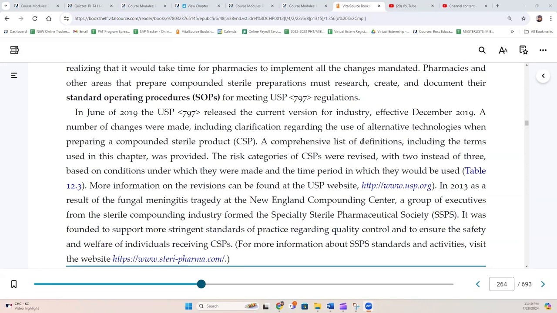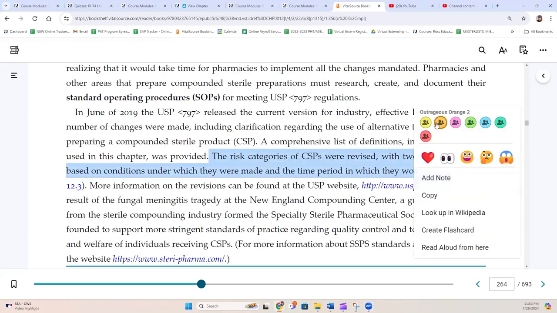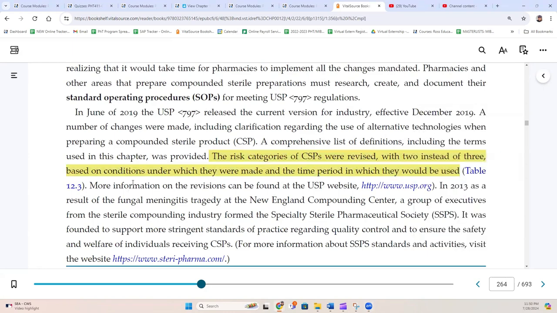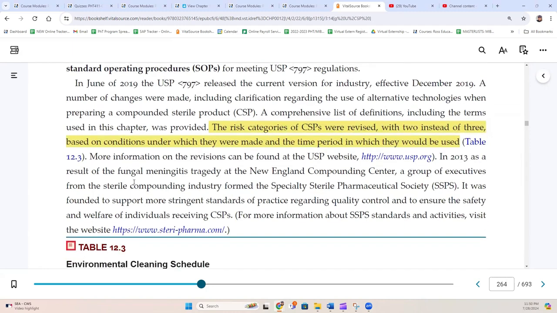In June of 2019, the USP released the current version of 797 for industry, effective December 2019. A number of changes were made, including clarification regarding the use of alternate technologies when preparing a compounded sterile product. A comprehensive list of definitions, including the terms used in this chapter, was provided. The risk categories of CSPs were revised to two instead of three, based on the conditions under which they were made and the time period in which they would be used. Just highlighting that might be really important to you. More information on the revisions can be found at the USP website.